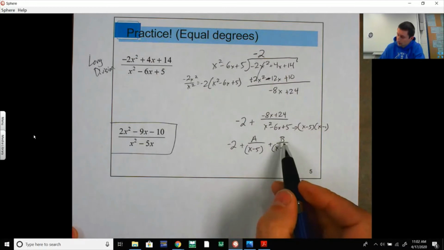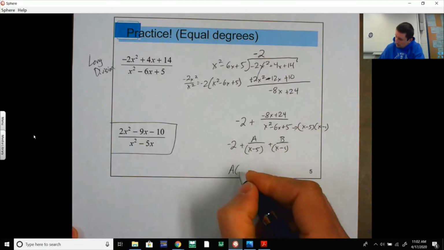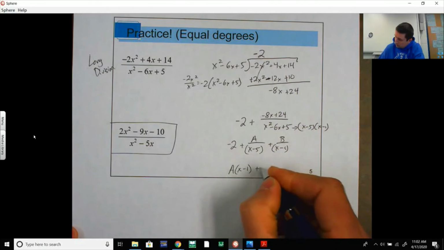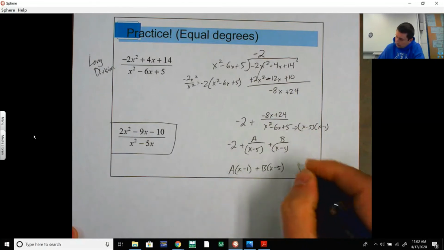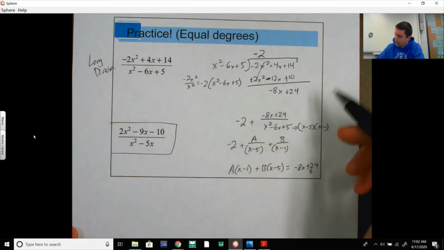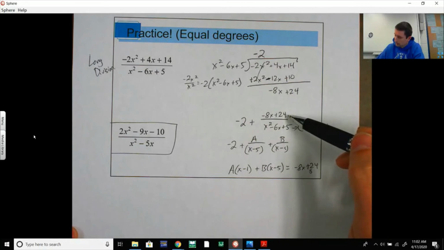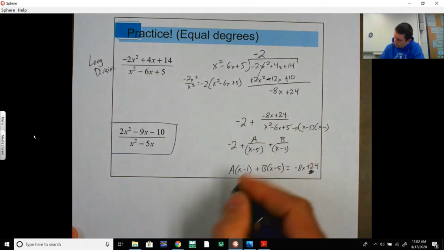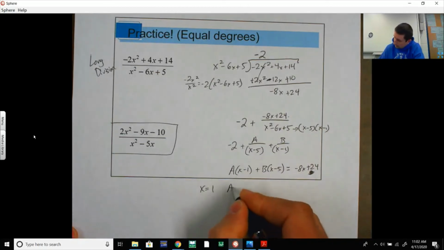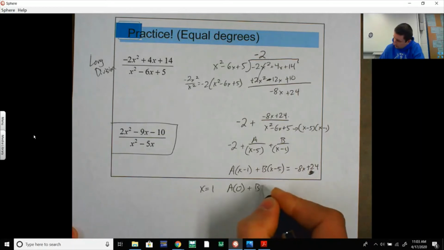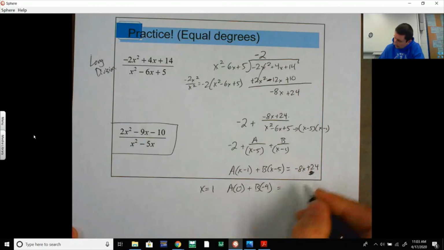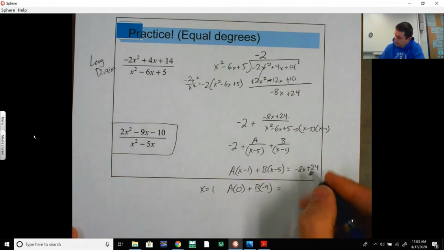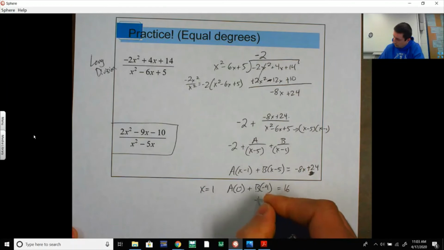So I'm just working with this over here. A times the other divisor, x minus 1, plus b times x minus 5, has to equal negative 8x plus 24. That dividend from up here. So first thing, I'm going to let x equal 1. So a times 1 minus 1 is 0, plus b times 1 minus 5 is negative 4, equals negative 8 times 1 is negative 8. Negative 8 plus 24 is 16. So negative 4b equals 16. b equals negative 4.